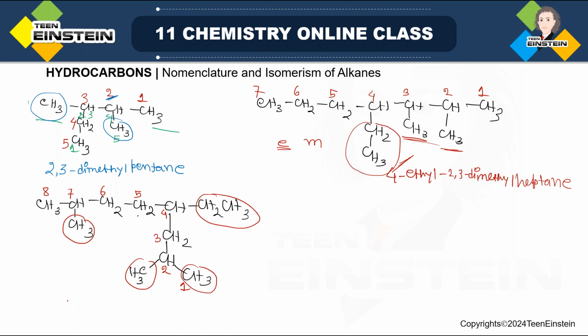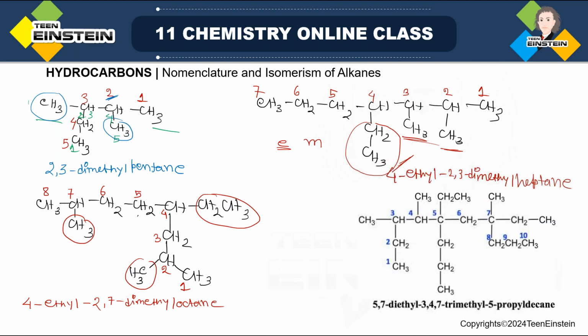So the name will be: total 3 methyl substituents and 1 ethyl substituent. Ethyl substituent is at 4 position. 2, sorry, this is not a substituent, this is part of the parent chain, only 2 substituents. 2,7-dimethyloctane, because there are total 8 carbon atoms in the parent chain. So 3 examples we have seen.